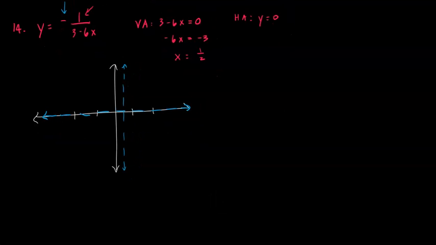So let's go ahead and put a 0 in. I'm just going to make a table. I like tables. 0 in, and so we get negative 1 over 3. So negative 1/3. 0 and negative 1/3 right there. Use a different color.